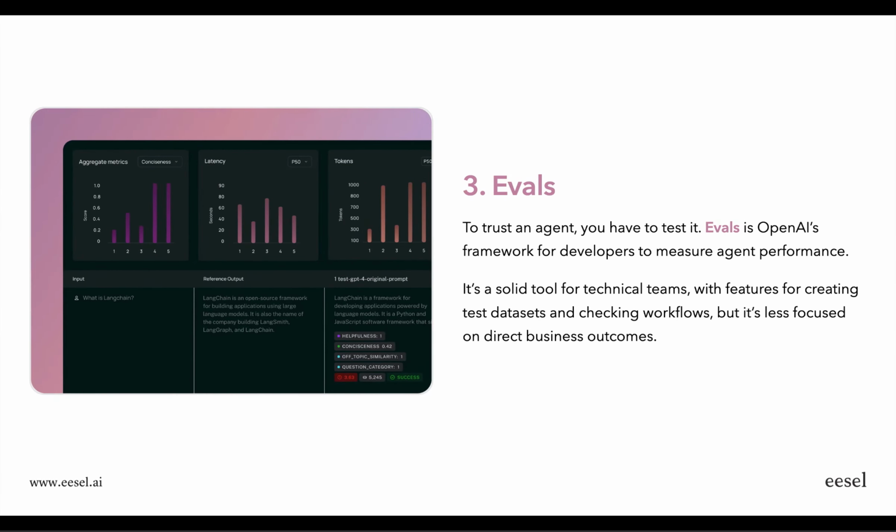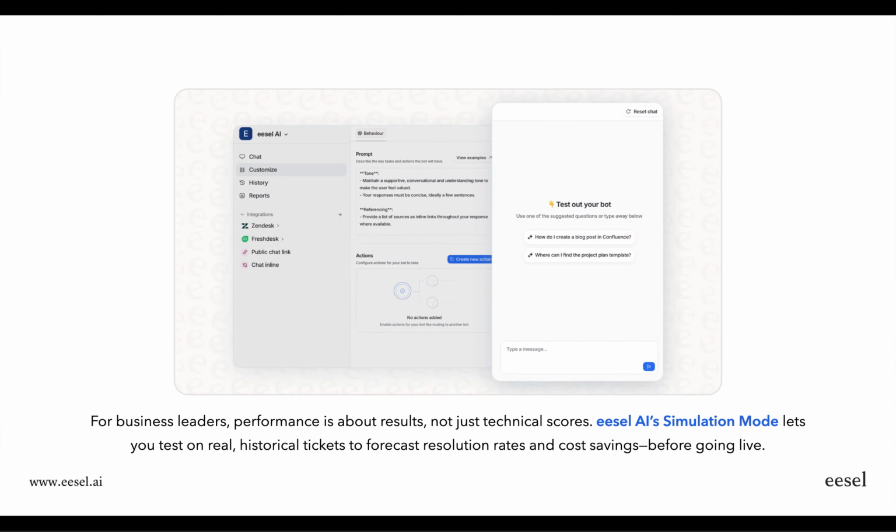And of course, you need to test your agent. Evals is OpenAI's framework for measuring performance, but it's very developer-focused, centered on technical scores rather than business impact. On the other hand, a business-focused tool like eesel AI takes a different approach. Its simulation mode lets you test your agent on your own historical support tickets so you can forecast real results before you even go live.